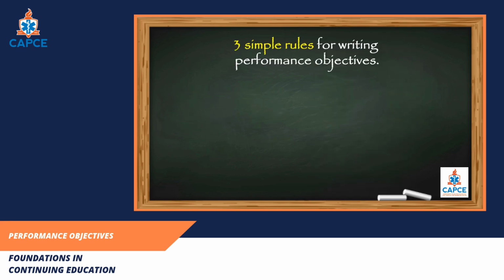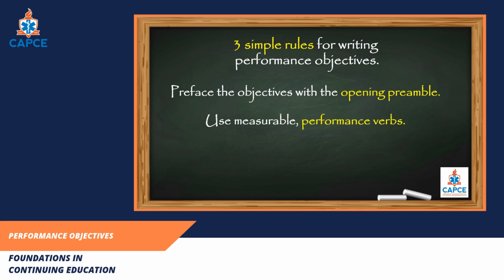There are 3 simple rules for writing performance objectives. Preface the objectives with the opening preamble. Use measurable performance verbs. Write 1 objective per subtopic.